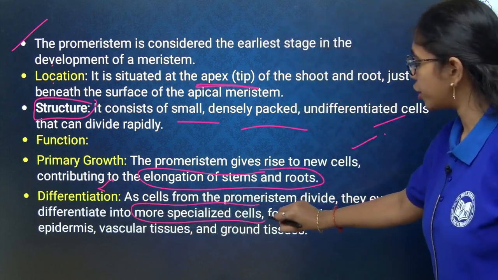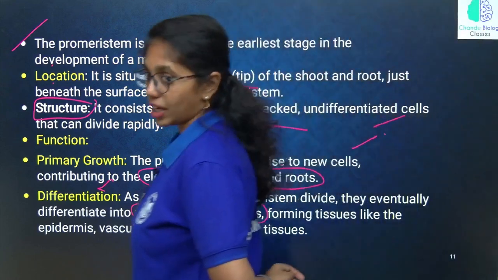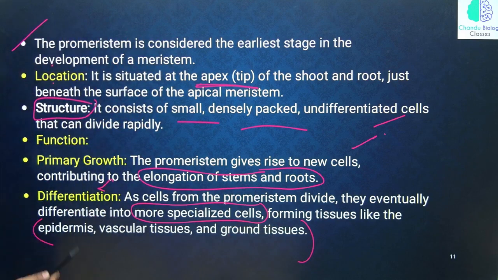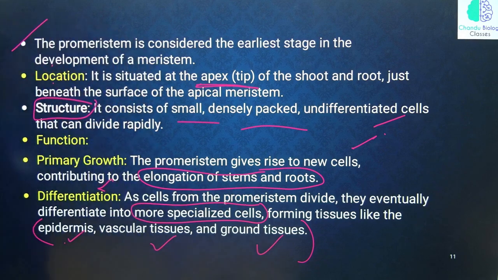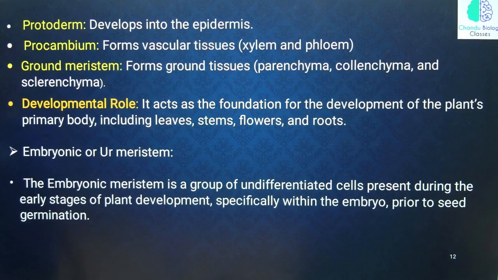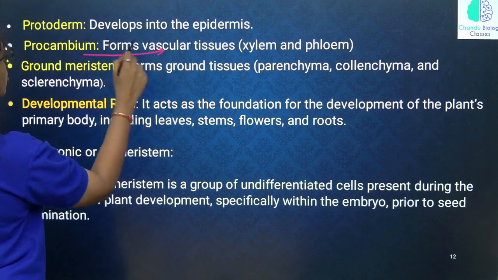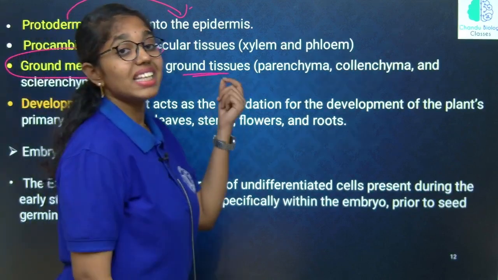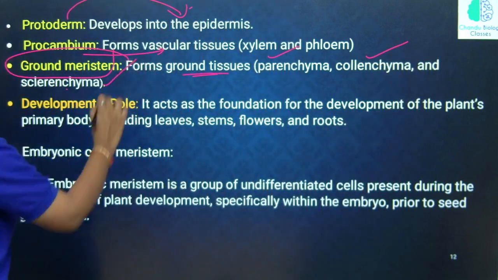They eventually differentiate into more specialized cells, forming tissues like epidermis, vascular bundles and ground tissues. Okay, promeristems, once they are differentiating, they form into epidermis, vascular tissue and ground tissue. Clear, friends? Now, next is protoderm, which develops into future epidermis, that we have discussed. Procambium to vascular tissues, and ground meristem forms ground tissues, which includes the simple permanent tissues like parenchyma, collenchyma and sclerenchyma.